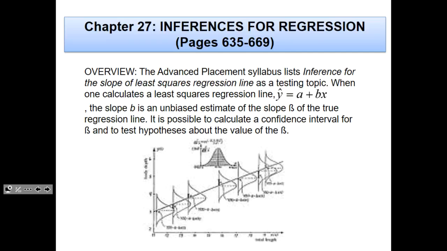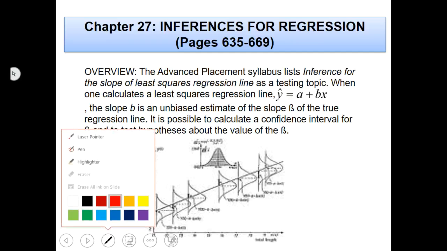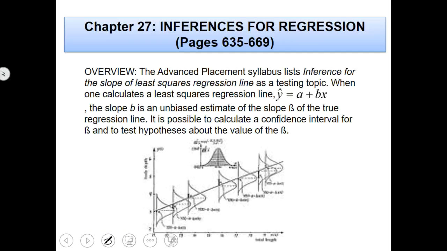And the way you're going to draw beta, if you have to write it, is just like this. We would just say beta. Normally you just give the b a little bit of a longer tail. Now it's possible to calculate the confidence interval for beta and test a hypothesis about the value of beta. And we're going to do that today, and work through a little bit of an example doing this.